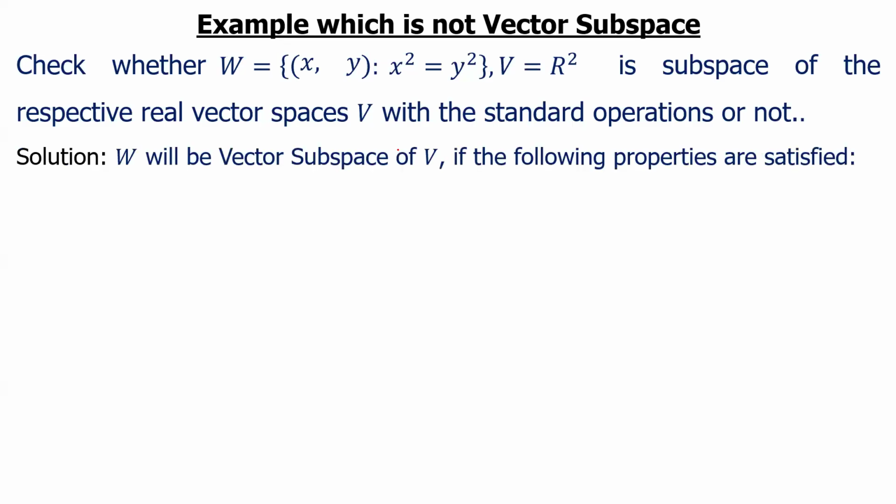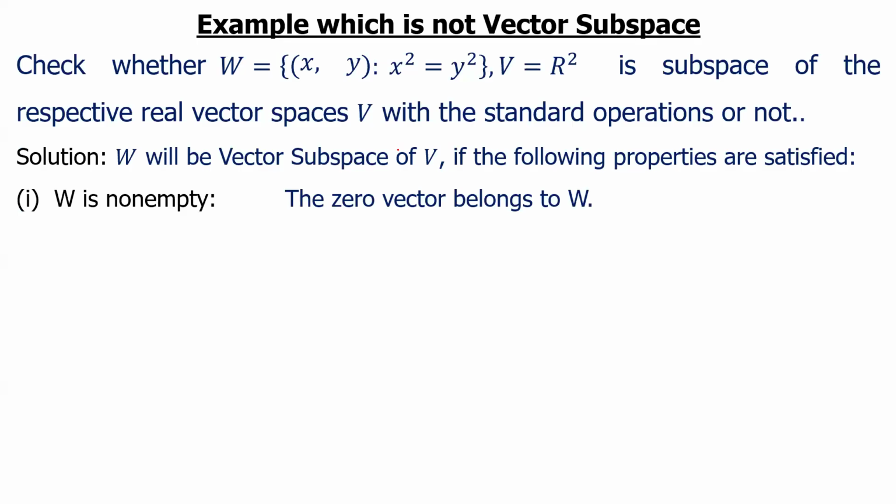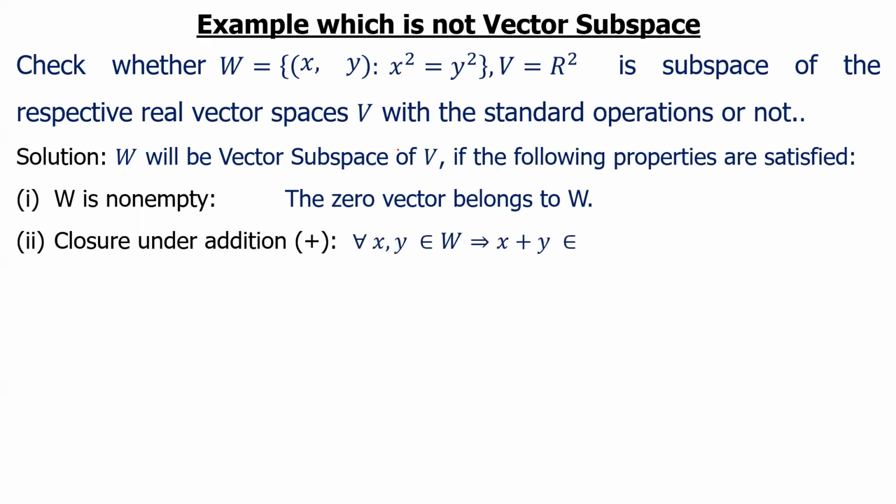W will be a vector subspace of V if the following properties are satisfied. Property number 1, W is non-empty. Clearly here, since x and y are real numbers, (0, 0) is an element of W. So it satisfies the first property. The second property is closure under addition. This property says that if we take two elements of W and add them, the sum should also be an element of W. Now let us try to disprove that; this will not satisfy the second property.